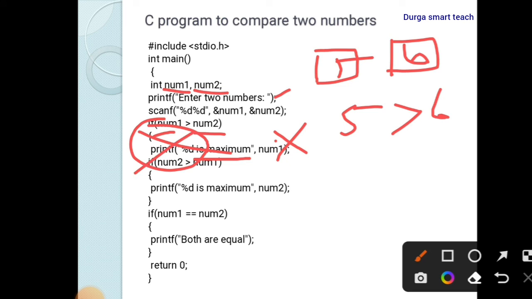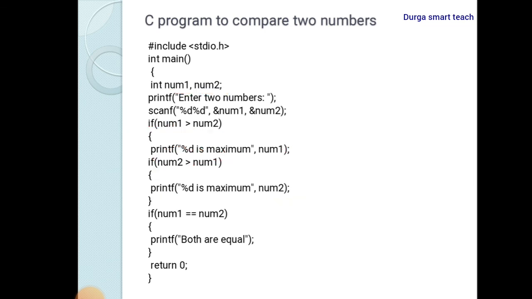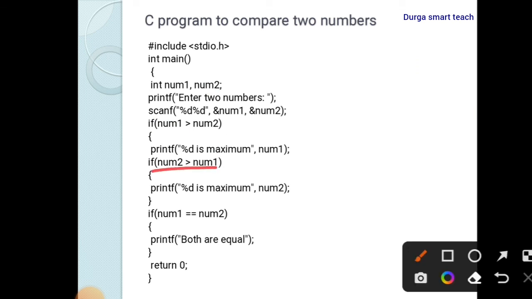Then printf %d maximum is num2. So 6 is the maximum. If the condition is false, then another printf statement is executed. Again it checks the condition. The num2 value is 6, greater than 5. Yes, it is true. So the maximum value is 6.